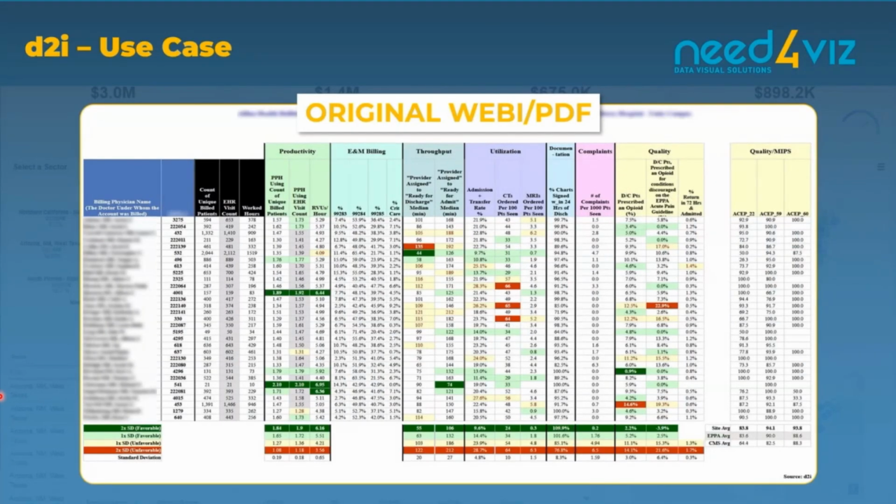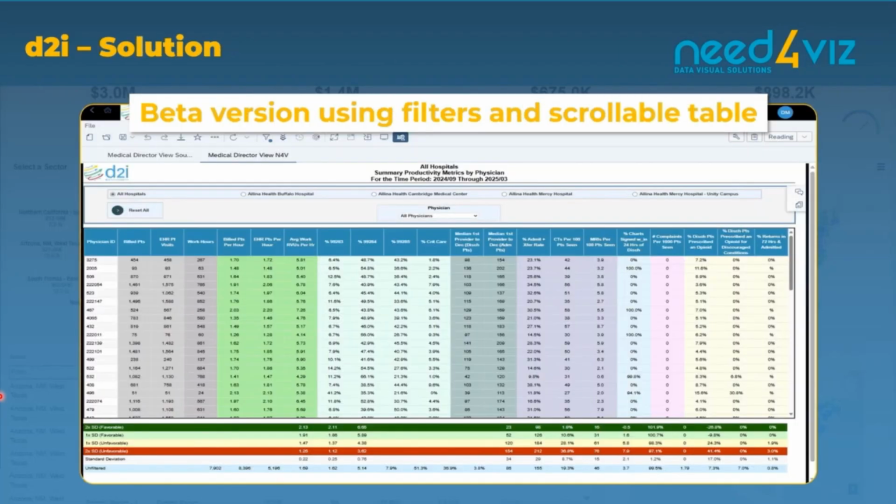Here is the starting point. As you can see, a static PDF report sent every week by email. Everything is there, but it's frozen. No interactivity. No updates possible without sending a new email. With N4V, they converted this PDF into an interactive dashboard, as you can see here in Web Intelligence.